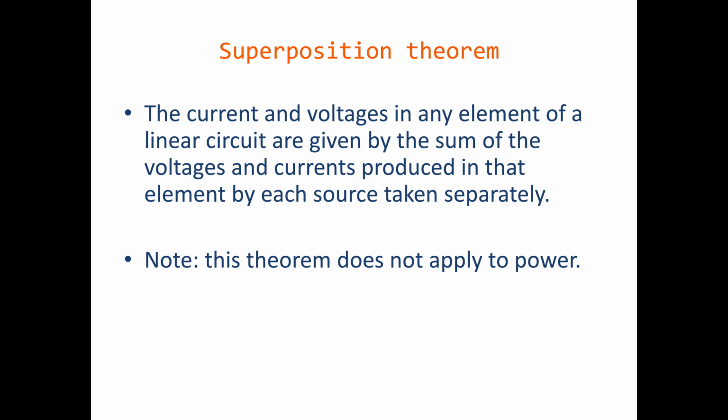The first principle we have studied is the principle of superposition. This principle tells us that in a linear circuit, the current and voltage on an element of the circuit, resistors, capacitors, inductances, etc., can be given by the sum of the voltages and currents observed when each source is taken separately. We will see what this means on an example.